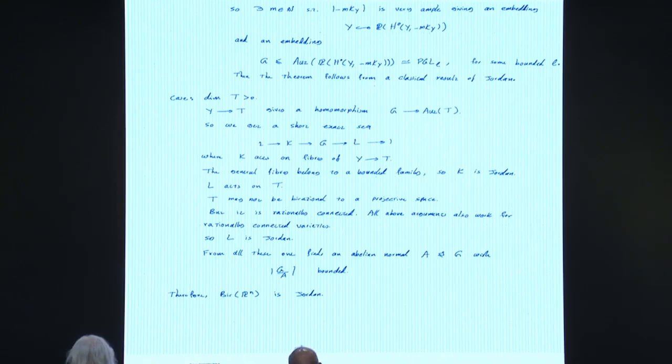I'm sure you're familiar with many other examples, but I just wanted to tell you that even some simple looking statements could be very, very hard to prove about symmetry of some objects. Okay, I will end my talk here.